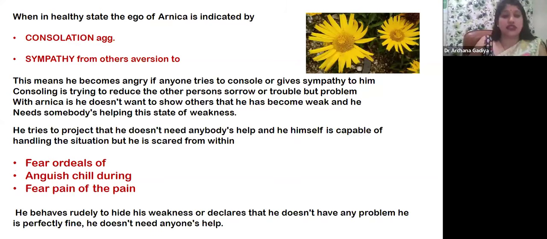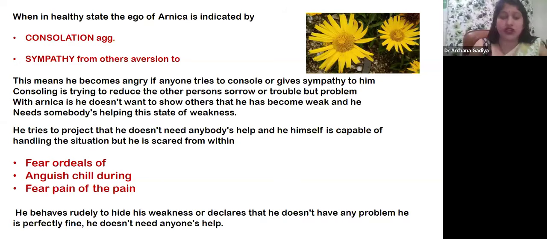When in the healthy state, the ego of Arnica is indicated by rubrics like consolation aggravation, sympathy from others aversion to. We don't like sympathy or consolation from others. That's why he avoids talking on these topics. So we have rubrics like answering, aversion to answer, and anger when obliged to answer. This means he becomes angry if anyone tries to console or give sympathy to him. Consoling is trying to reduce the other person's sorrow or trouble. It's like giving pity. So he doesn't like that pitiful situation.